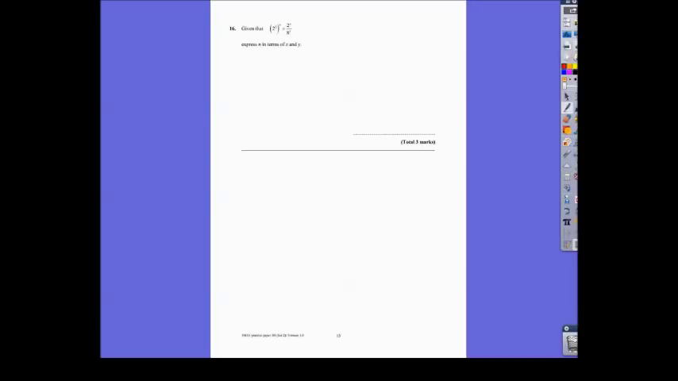Question 16. Given that (2^(1/2))^n is equal to 2^x over 8^y, express n in terms of x and y. Well, this looks really difficult to start with, but it's really not. It's just applying the laws of indices.